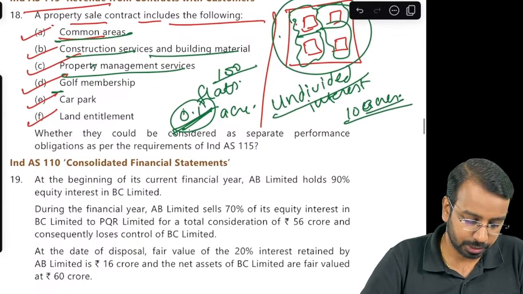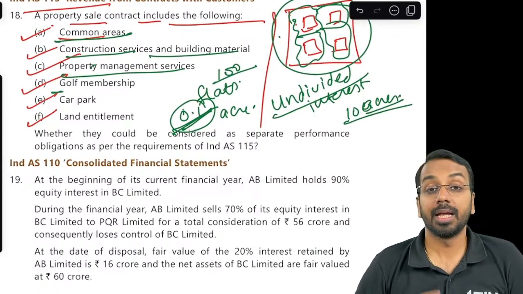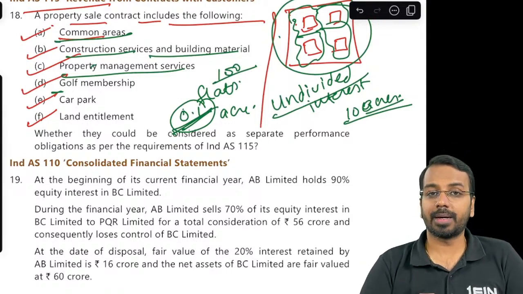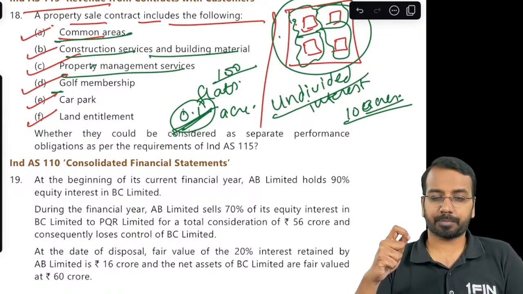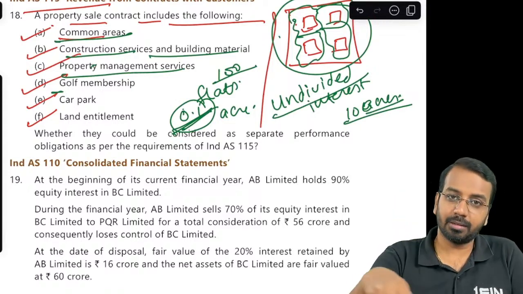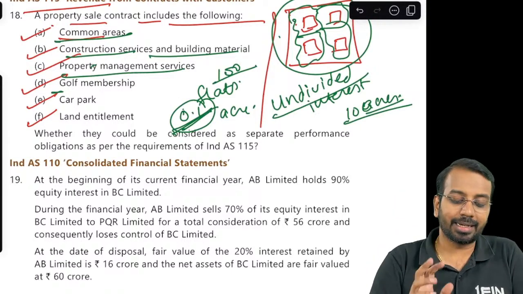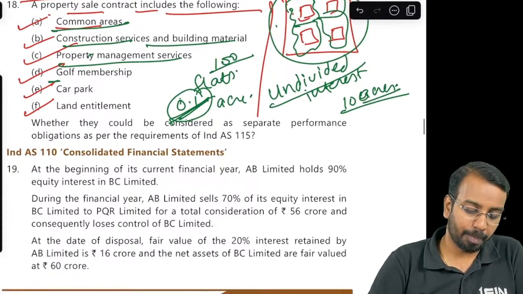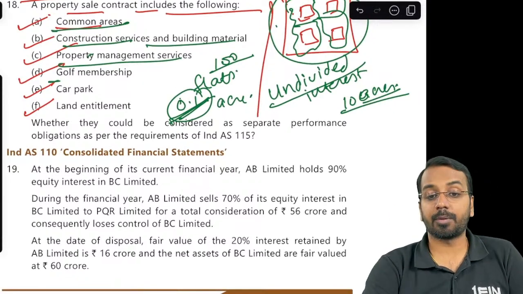So I'll just read this out. Golf membership. Now when we say golf membership, what do we mean by that? Golf membership means they are providing some other membership. Okay. Car parking within the society. Land entitlement, undivided share of land. Whether they could be considered as separate performance obligations.